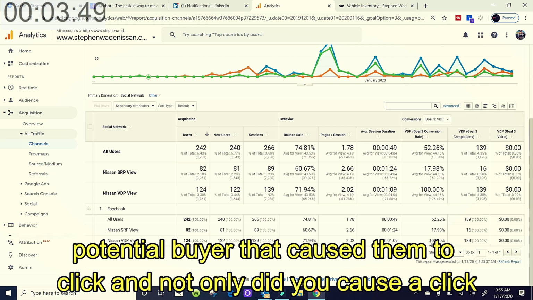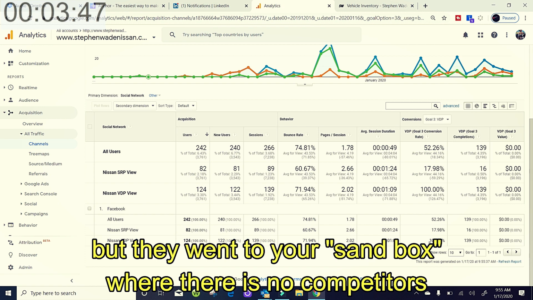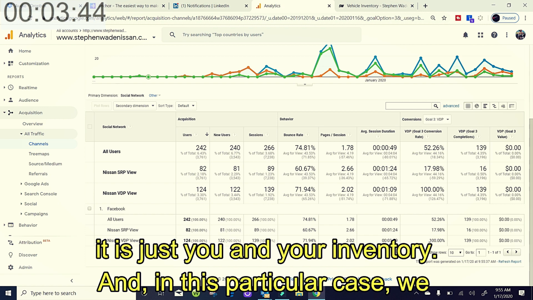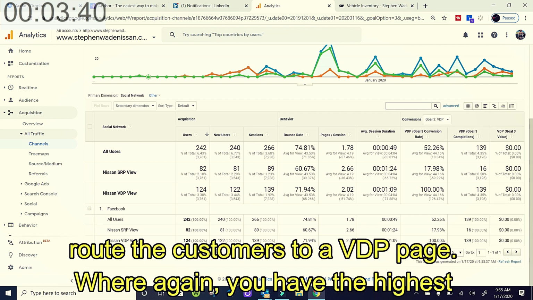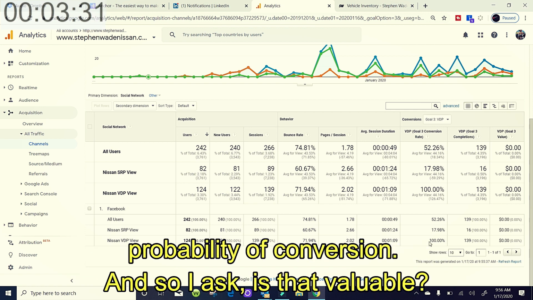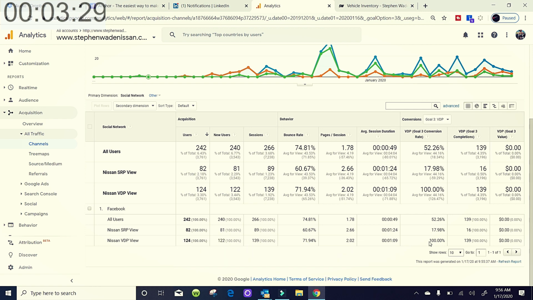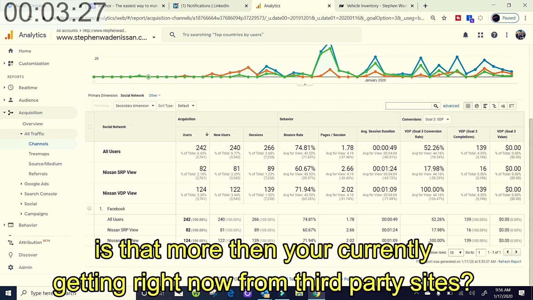And not only did you cause a click, but they went to your sandbox where there's no competitors. It's just you and your inventory. And in this particular case, we route the customers to a VDP page where, again, you have the highest probability of conversion. And so I ask, is that valuable? Is that more than you're currently getting right now from third-party sites?